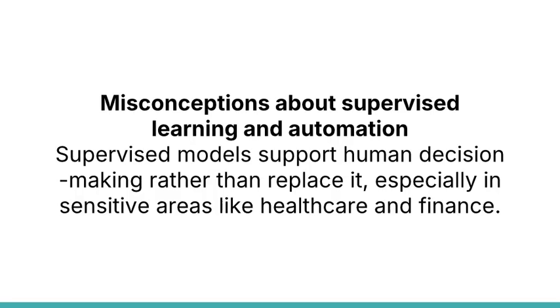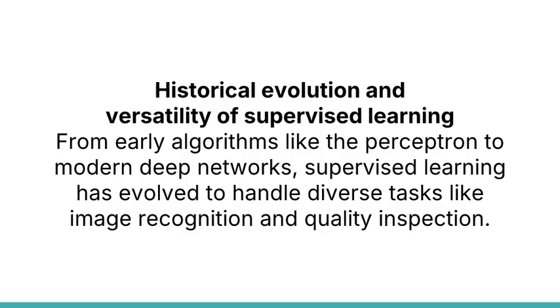Another important historical note, supervised learning has been around for decades. Early algorithms like the perceptron from the 1950s laid the groundwork for modern classifiers. That's impressive. And today we have everything from decision trees to deep neural networks applying supervised learning at large scales. Indeed. Deep learning expanded supervised learning's reach, especially in areas like image recognition and natural language processing.